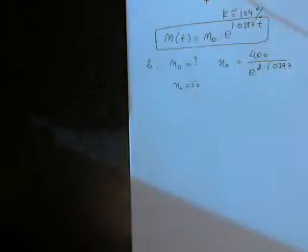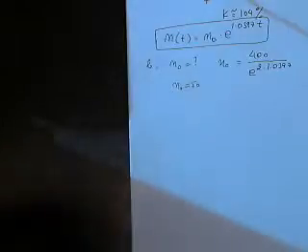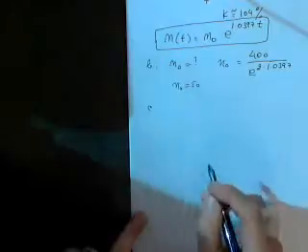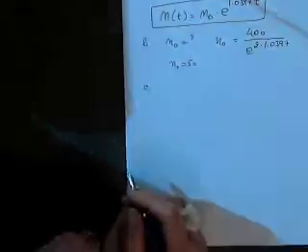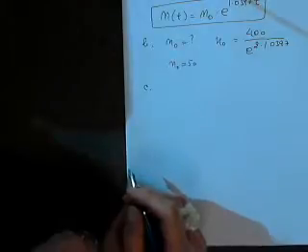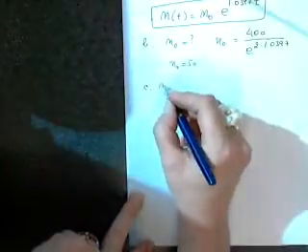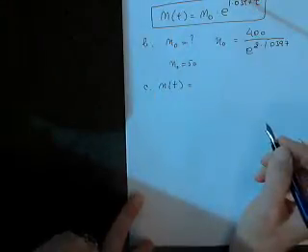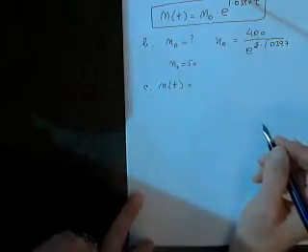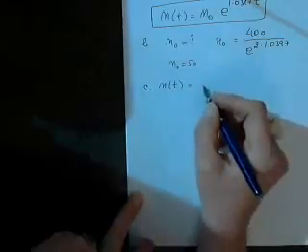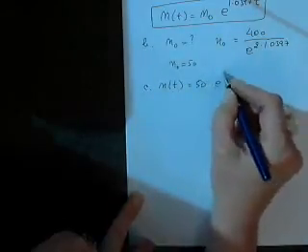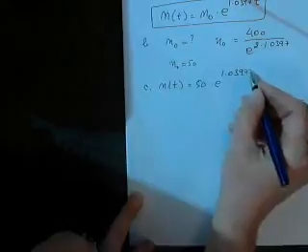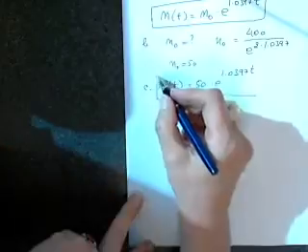Initial count. Find the function that models the number of bacteria, n of t, after t hours. That's part C. I already have it. Can anyone dictate the equation? N of t equals 50 e to the 1.0397 t. Very good. Thank you very much.